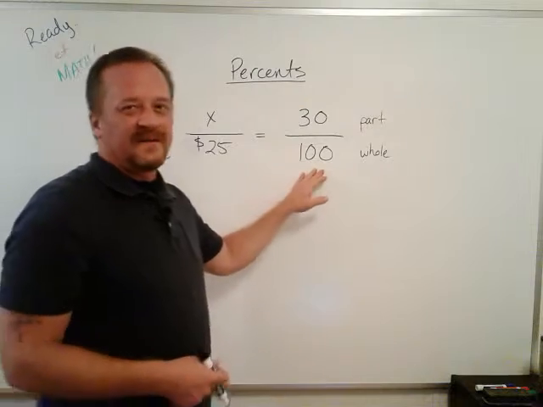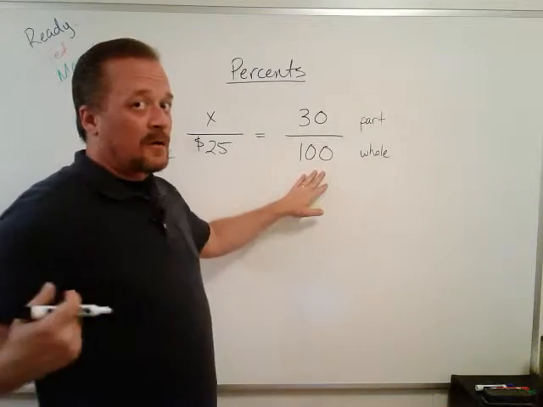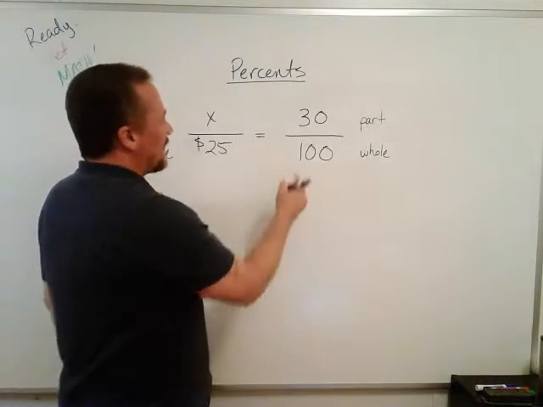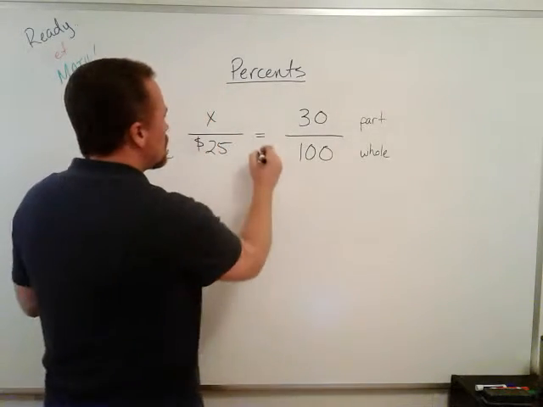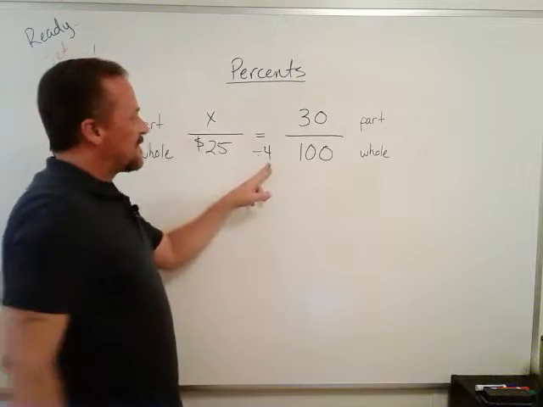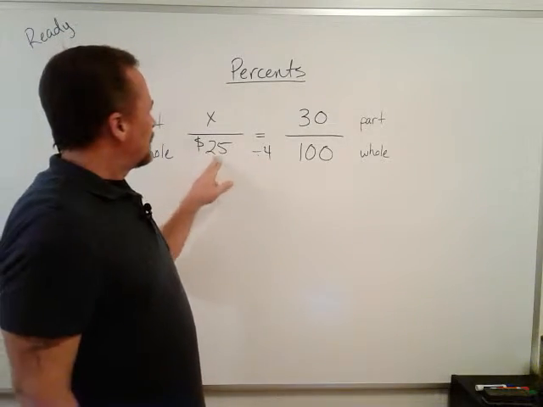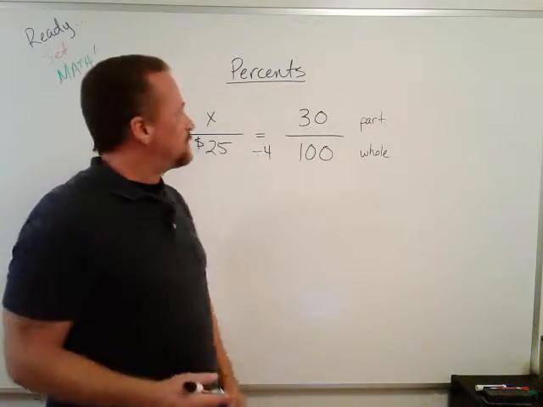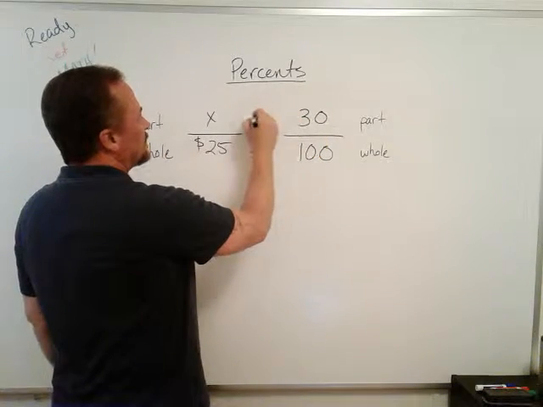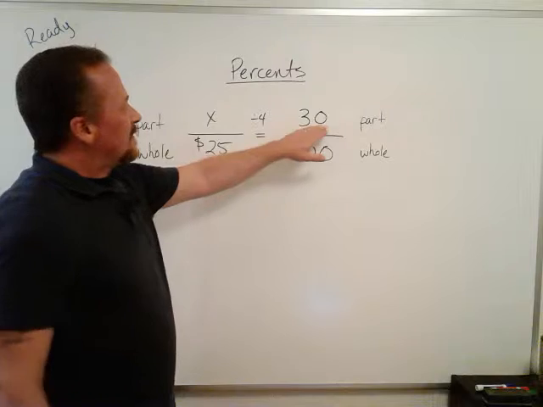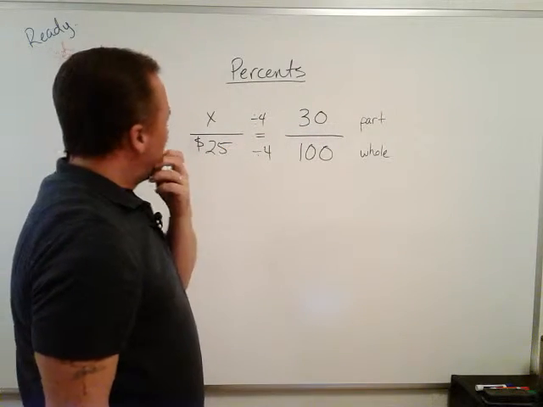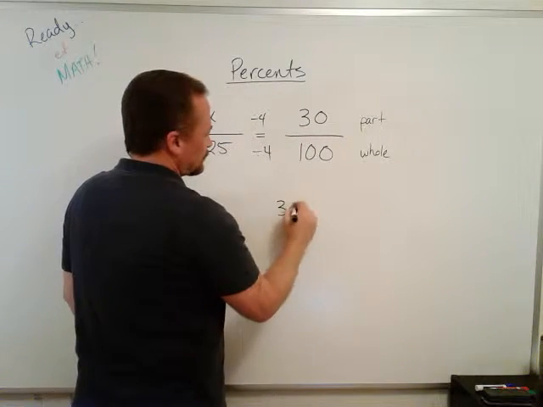Well, I'm going to divide because I'm getting bigger to smaller. What number would I divide 100 by to get to 25? I'm going to divide by 4, right? This times 4 is 100, so that makes sense. Which means I'm going to have to do the same thing up here to the top because I can't change this relationship. And I'm going to divide 30 by 4. Let's do that.